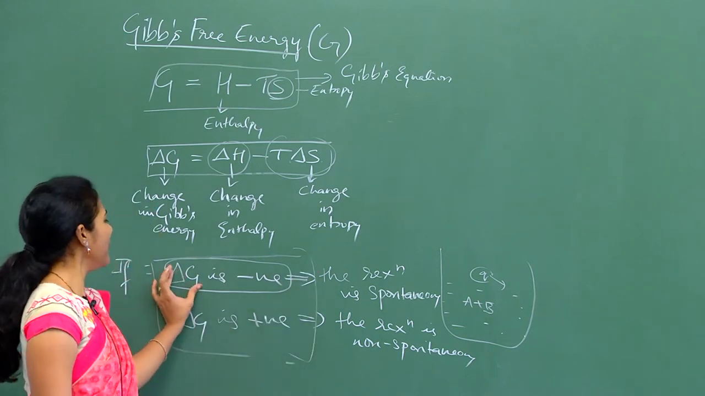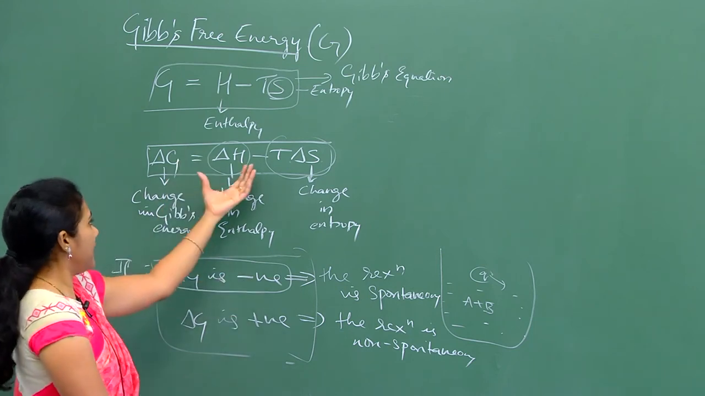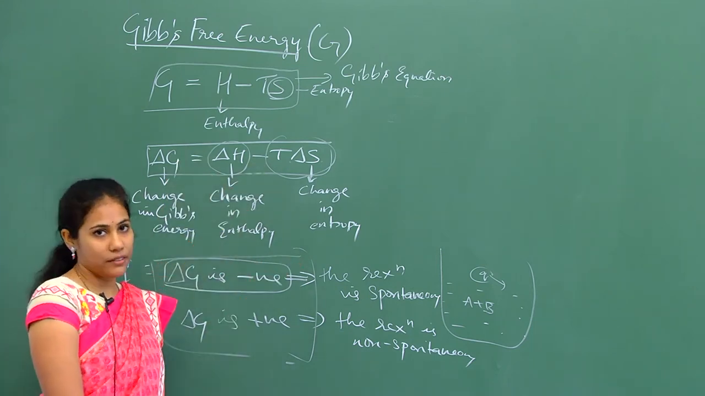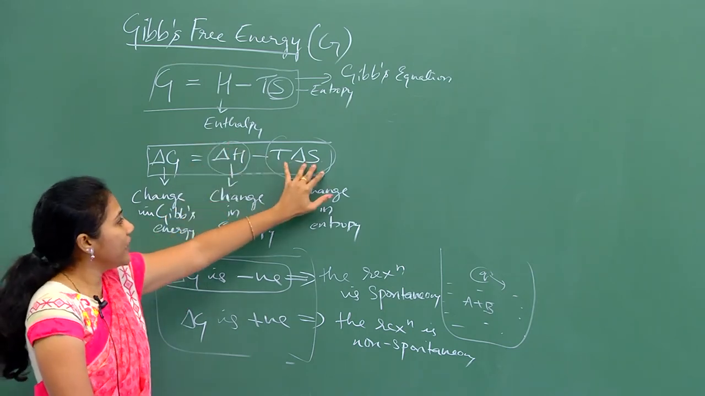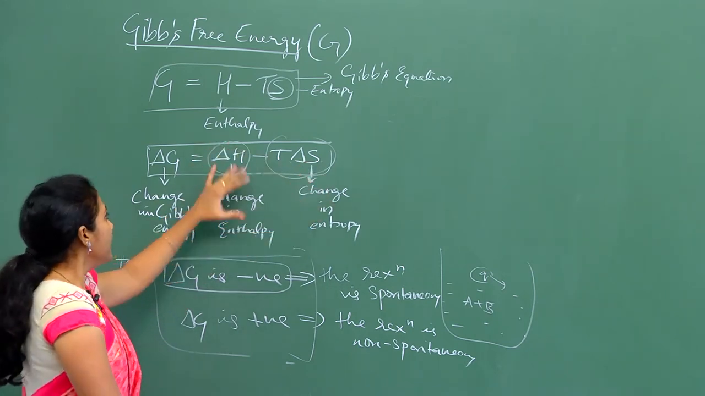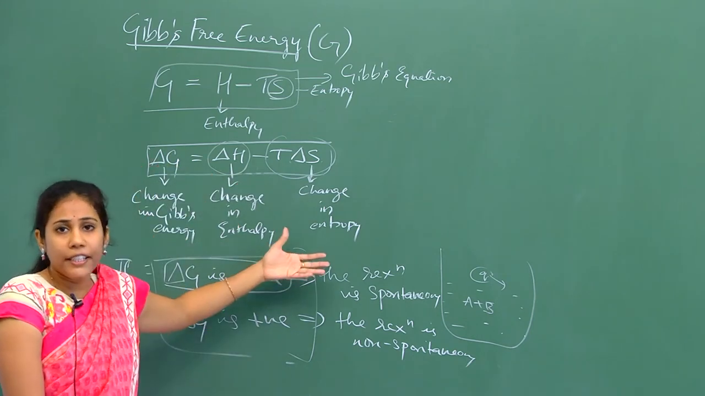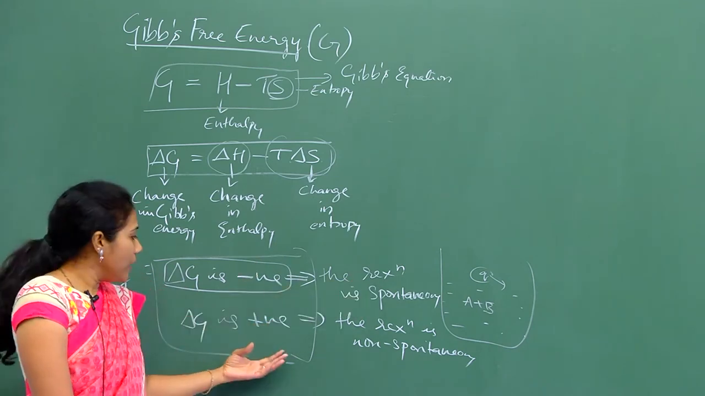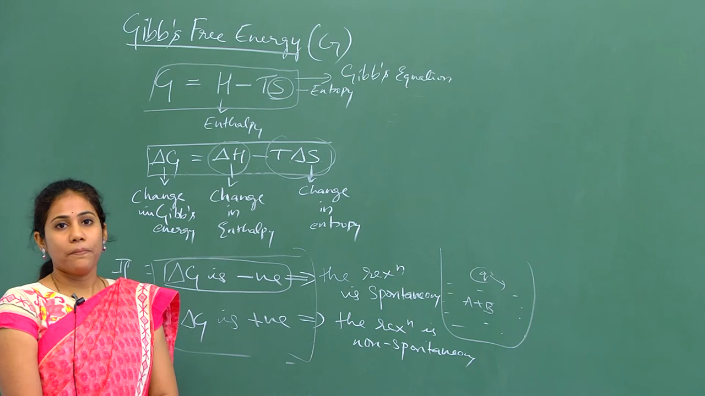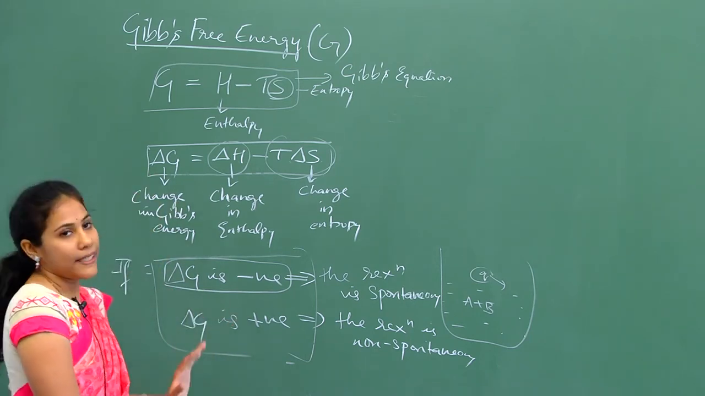So how do you know whether delta G is negative or positive? You can always calculate it by the Gibbs free energy equation. Okay. If they give you the change in enthalpy and change in entropy values, then you can easily calculate delta G and decide whether you are getting a negative sign or positive sign. If you are getting a negative sign, this is the condition. If you are getting a positive sign, this is the condition. Okay. So this is all about the spontaneity.